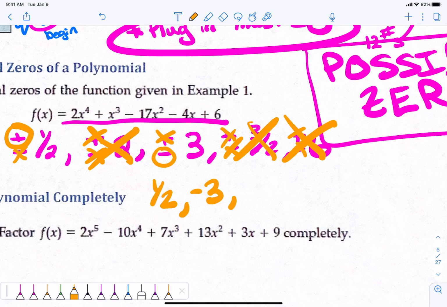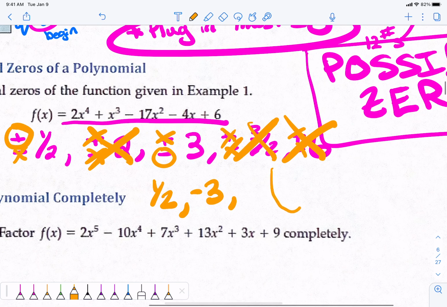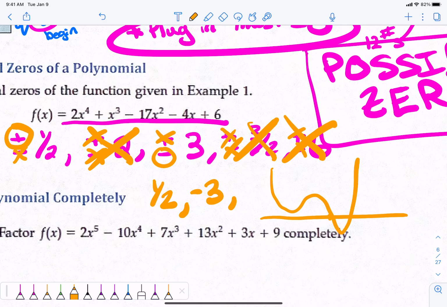But I think that -3/2 should work. What could happen is, let's say I have this happening and you only have 2 crossed. What are these other 2 called where they cross? Imaginary. That's what could happen: the graph crosses 4 times.